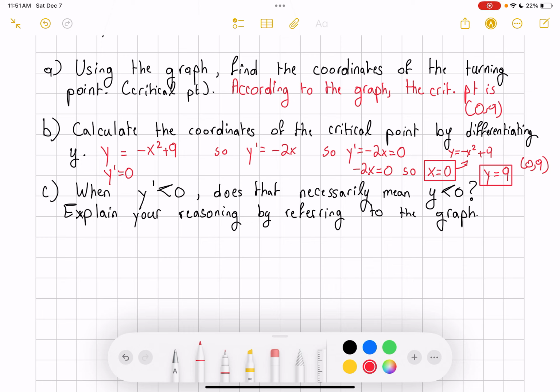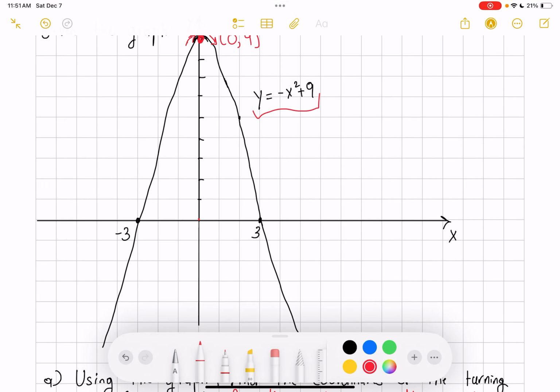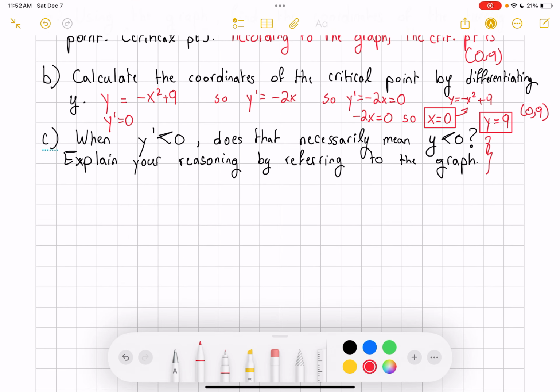The final question says, when y prime is less than 0, strictly, does that necessarily mean y is less than 0? Explain your reasoning. Now, we want to understand that y prime is basically the direction the function is going. As long as the function is going up, y prime is positive, greater than 0, and as long as the function is going down, y prime is negative. But it is enough for me to choose a point from the graph that disproves this statement.